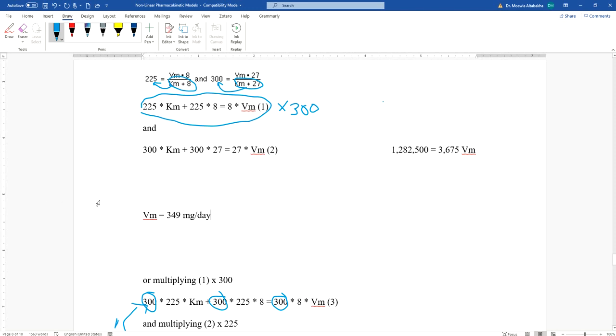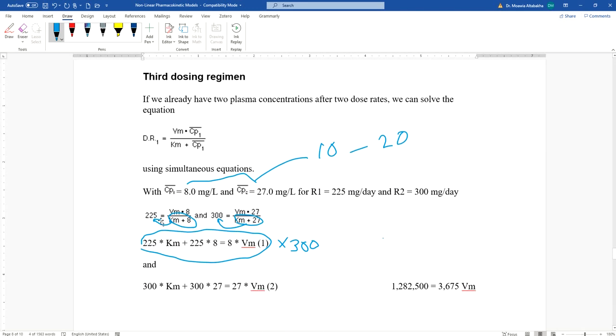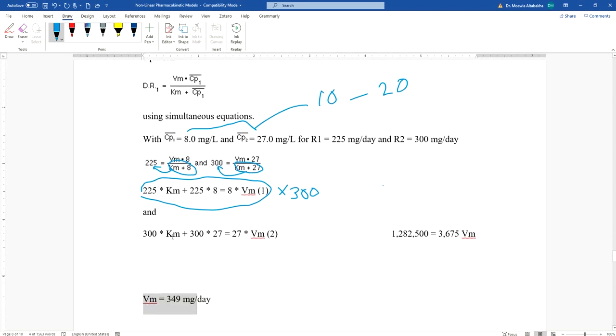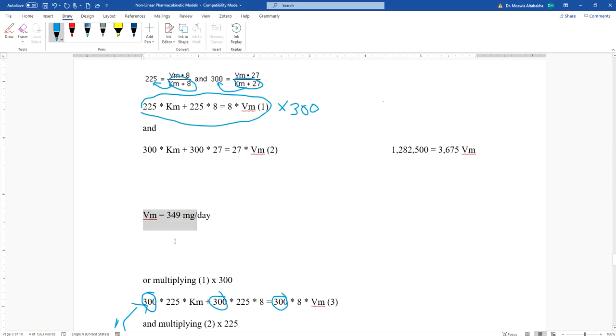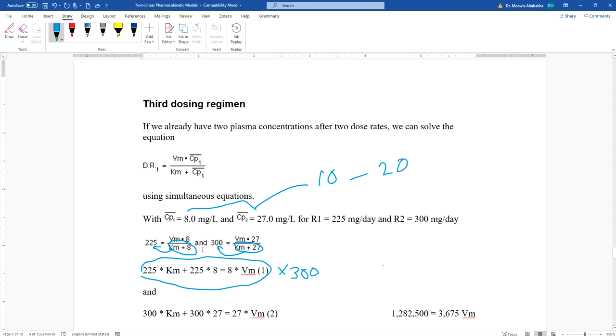Okay. Once I get VM, I can use any of these two equations that we talked about. For example, here, I can use the value for VM, and then the only unknown will be here. Of course, this is one of the ways. The other way, I will show you how to do the other way for solving the two equations.